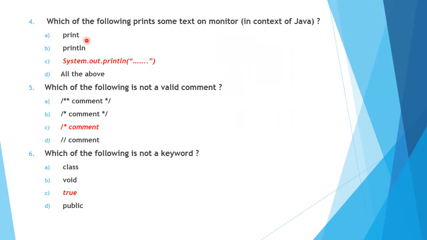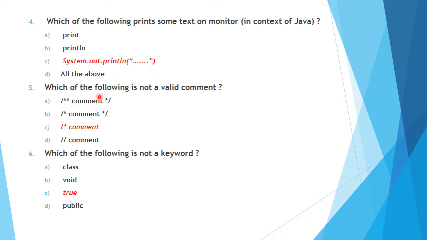Which of the following prints some text on the monitor in the context of Java? You all know which command we are giving: System.out.println. In that bracket we write what we want to print.